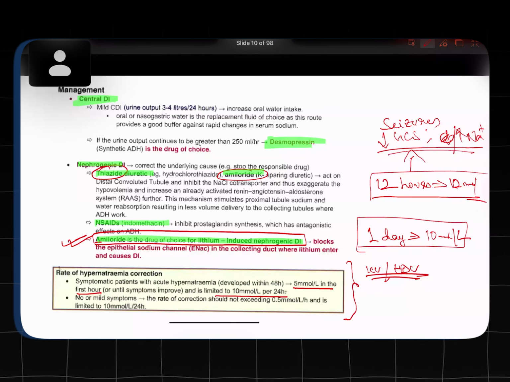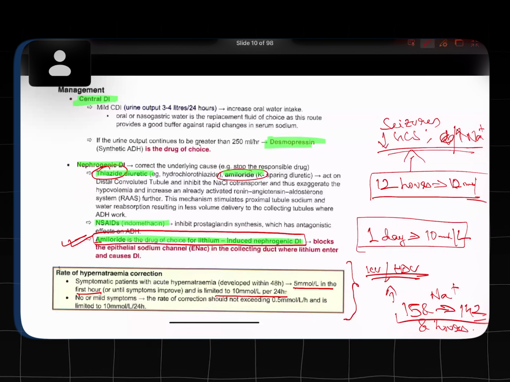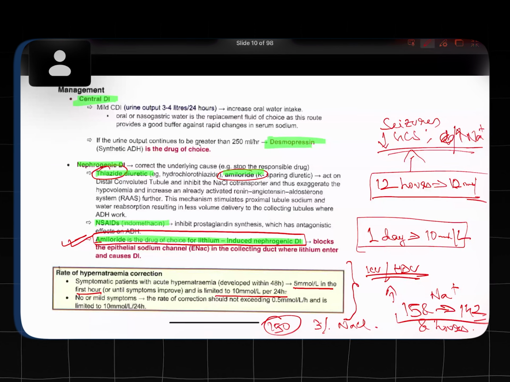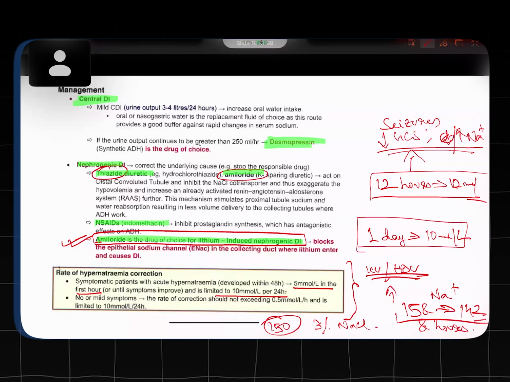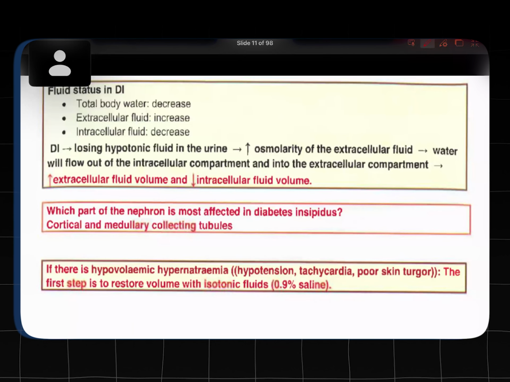And if you have overcorrected, suppose sodium has gone from 158 to 142 in a matter of 8 hours, and the patient has become more drowsy, immediately you have to give 3% NaCl to bring back the sodium to about 150 plus level, that is, whatever your initial target. So this is the pathophysiology. I am an intensivist, so I do this often. And yeah, it is also coming up in the MRCP exams nowadays. This we already discussed.